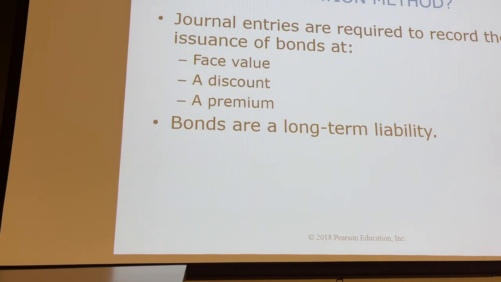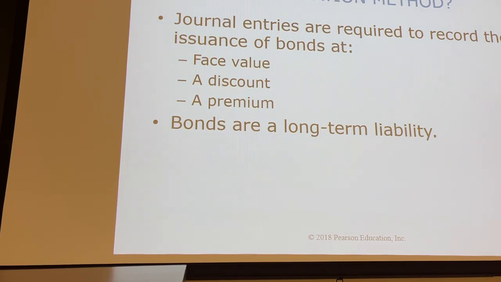Now we're going to go over the journal entries. The journal entries for issuance of bonds are going to depend on whether the bond is issued at its face value, or at a discount, or at a premium. And bonds, of course, are a long-term liability.